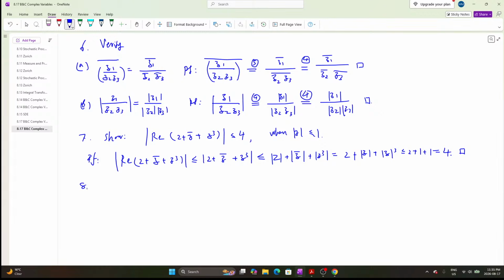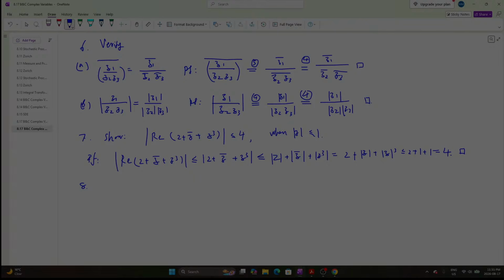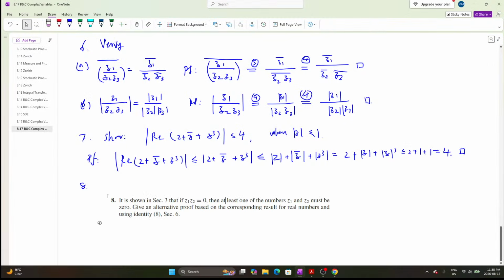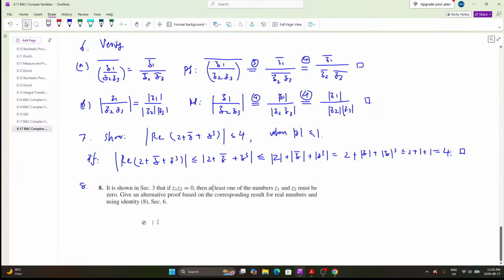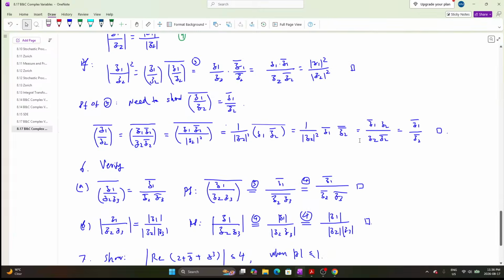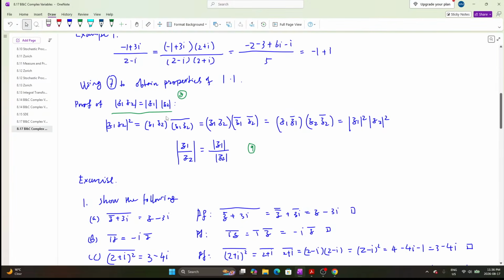Next up, 8. I'll just copy the screenshot here. This is what question 8 says. It shows that in section 3, if z1 times z2 equals 0, then at least one of the numbers z1 and z2 must be 0. Give an alternative proof based on the corresponding result for real numbers and using the identity 8 in section 6. So what is identity 8 in section 6? Identity 8 is this one.